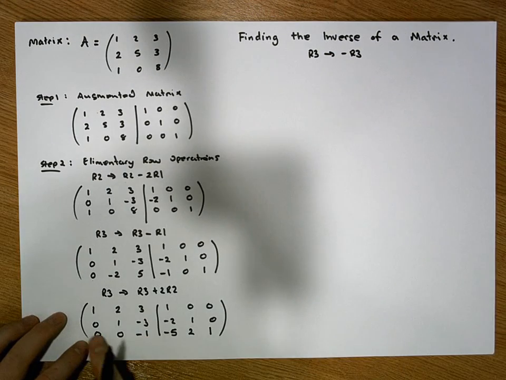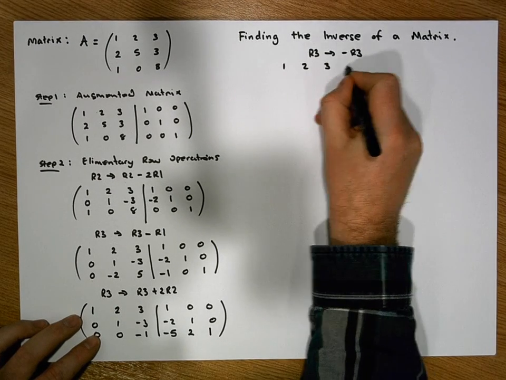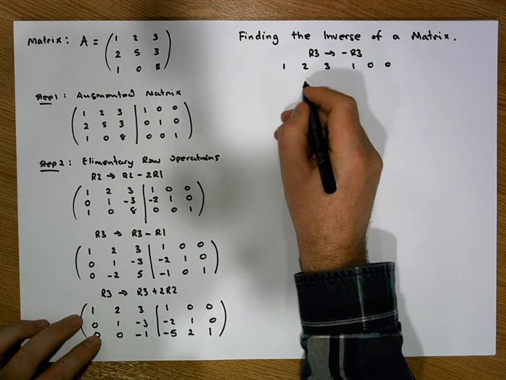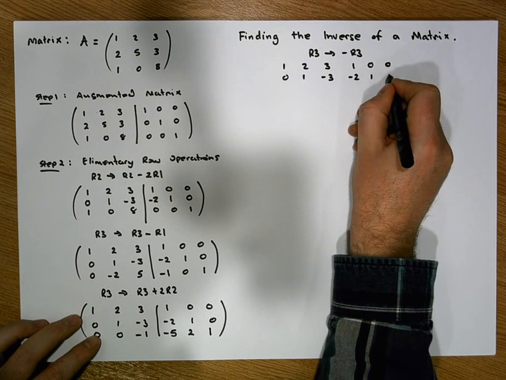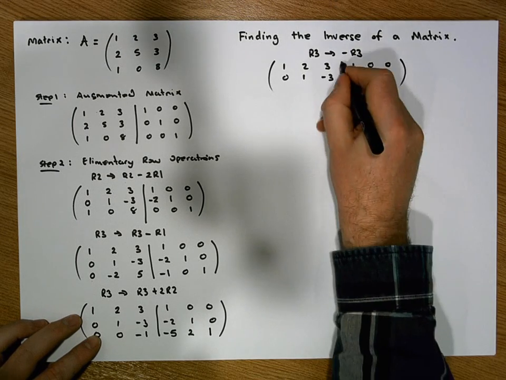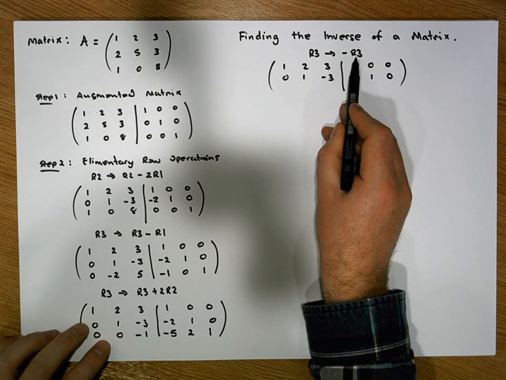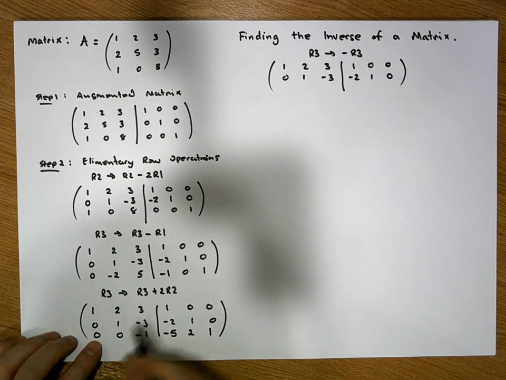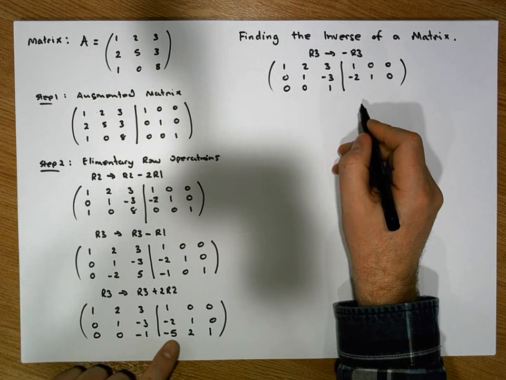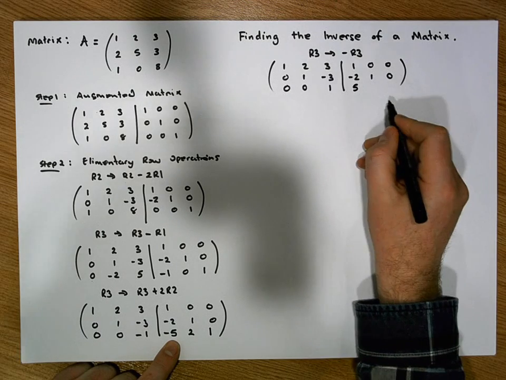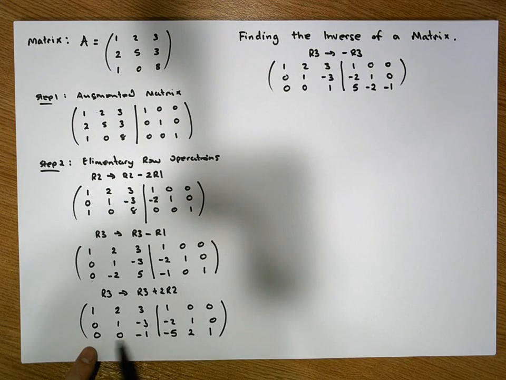So the only row to change is row 3, so rows 1 and 2 remain the same. So we have 1, 2, 3, 1, 0, 0. We have 0, 1, minus 3. We have minus 2, 1, and 0. And now the operation transforms row 3. Row 3's new values are going to be minus the values that are currently there. So it's 0, 0, and minus 1 gives us a plus 1. It's minus 5 gives us a 5. It's minus 2, and it's minus 1. All we've done was multiply row 3 by minus 1.